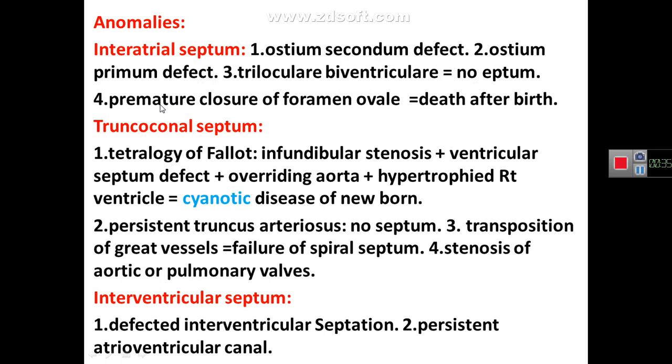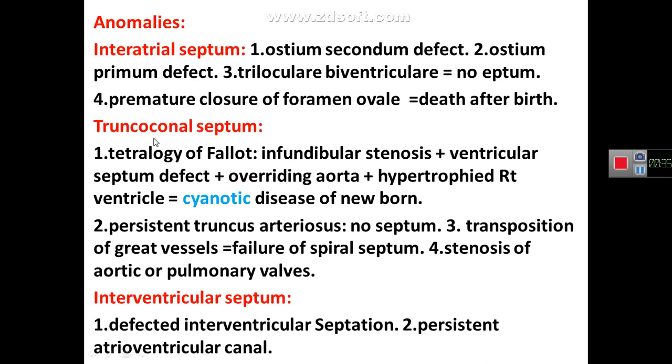Or we suppose that the foramen ovale, the secondary opening, will be closed after birth. If it is closed before birth, it will lead to premature closure of the foramen ovale, an abnormality associated mostly with death of the newborn shortly after birth. These are examples of interatrial septal defect.